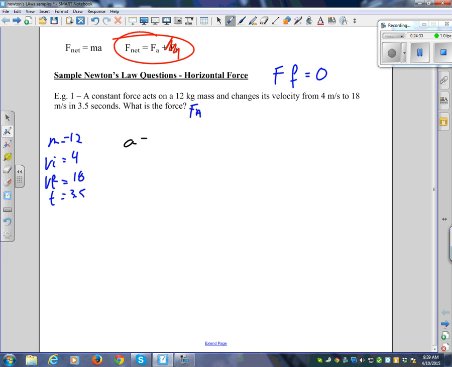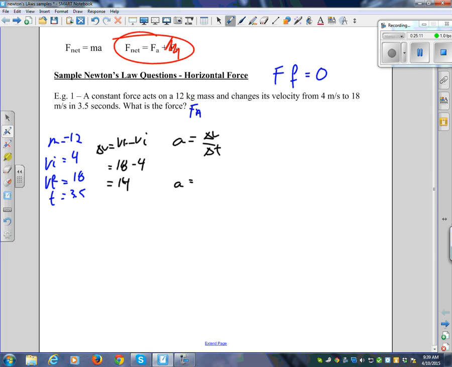Think backwards. A equals delta V over delta T. The acceleration is the change in the velocity divided by the time. We've done this already, last unit. Delta V, 18 subtract 4. It went from 4 to 18. I guess some of you might want me to do this. Some of you might feel more comfortable with this. Delta V is VF minus VI. So that's going to be 18 minus 4, or 14.